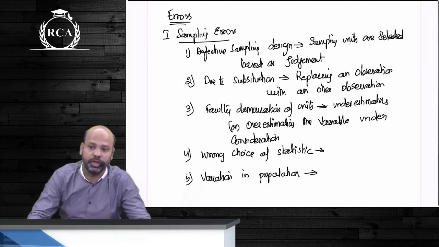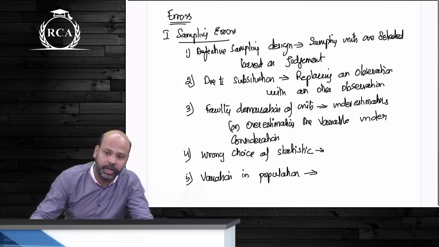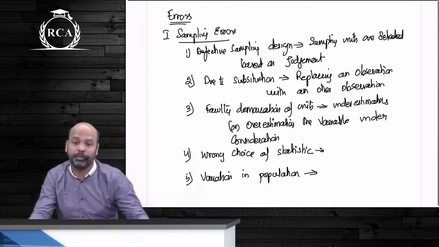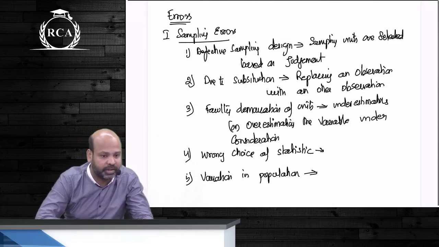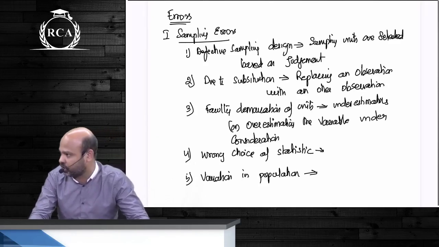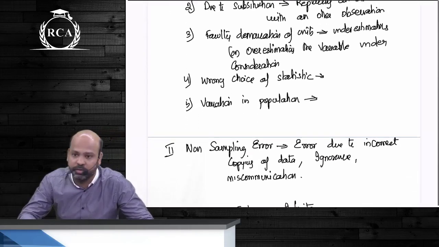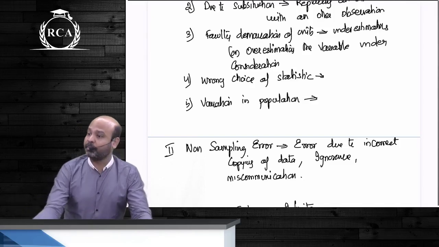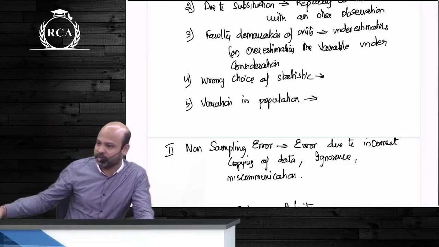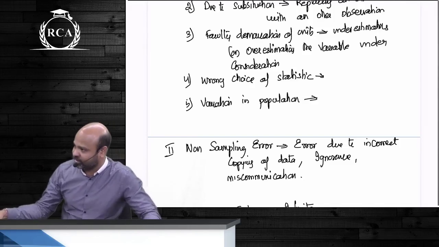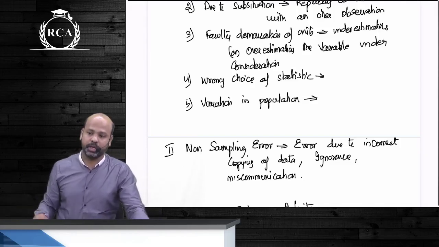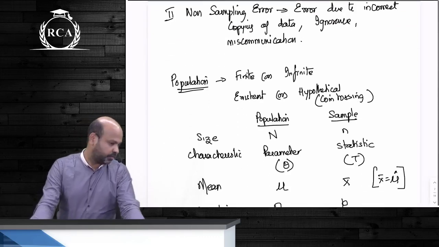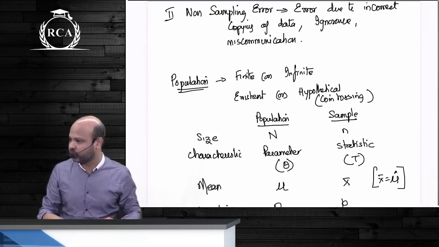Faulty demarcation of units is you underestimating or overestimating the variable under consideration. Wrong choice of statistic. In order to estimate population mean, you're computing median of a sample. Are we clear, guys? Variation. If the population, beta, has huge amount of variation and you're selecting sample randomly, then the results might not be accurate. Non-sampling errors, guys, your intelligence or anything of that sort can result in non-sampling errors. It can be error in copying data, miscommunication, guys, lack of judgment. Are we clear?